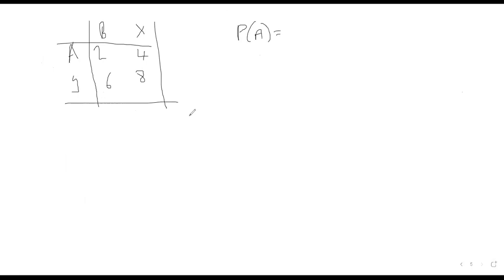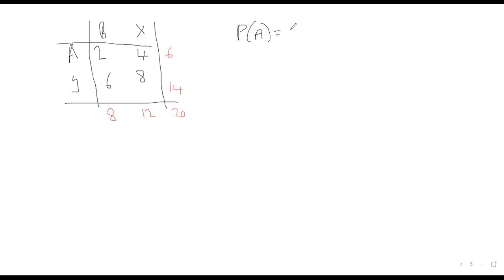First, we find the totals. The total here is what? 6. The total here is what? 14. The total here is what? 8. The total here is what? 12. The total of totals is what? 20.